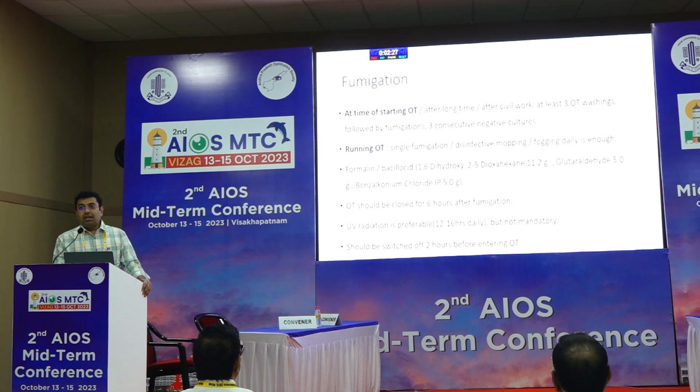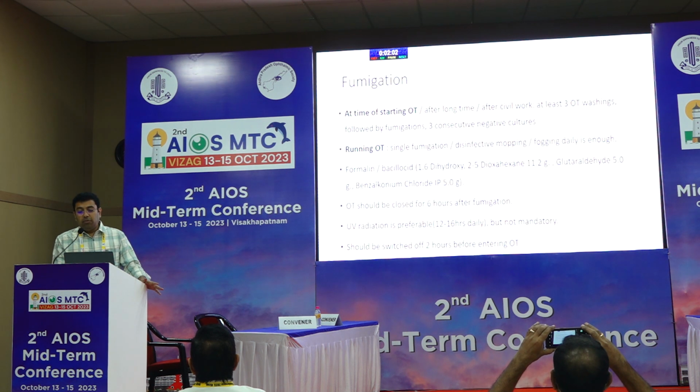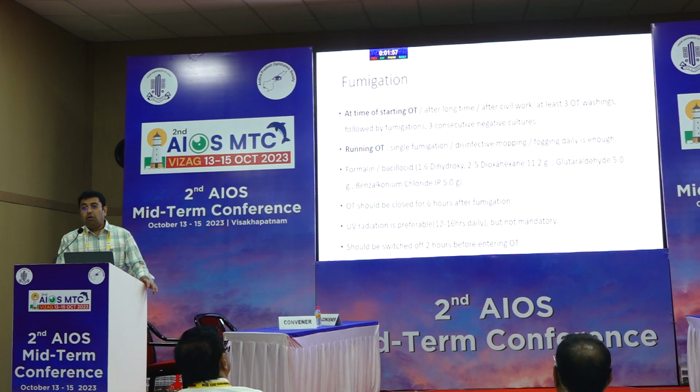Suppose you are starting your ophthalmic OT for the first time, or you have not operated for a long time, or if you have done civil work, do not start your OT until you do at least 3 OT washings and send the culture at least 3 times. You should get 3 negative cultures before starting an OT. If it is a running OT, meaning an OT which is always in use, a single fumigation or disinfective mopping daily or fogging is enough. Fogging can be done both with formalin or with an aseptic solution like bacillocid.